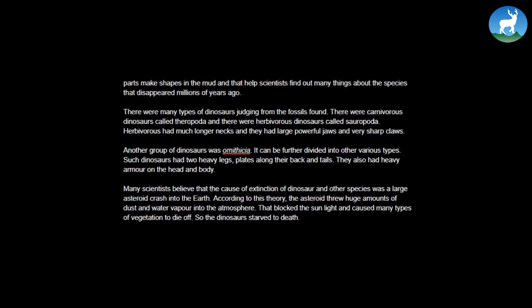Many scientists believe that the cause of extinction of dinosaurs and other species was a large asteroid that crashed into the Earth. According to this theory, the asteroid threw huge amounts of dust and water vapor into the atmosphere that blocked the sunlight and caused many types of vegetation to die off. So the dinosaurs starved to death. So remember, this is an assumption, or what we call a widely believed theory, of how dinosaurs disappeared. So we come to know that they were carnivores and herbivores.